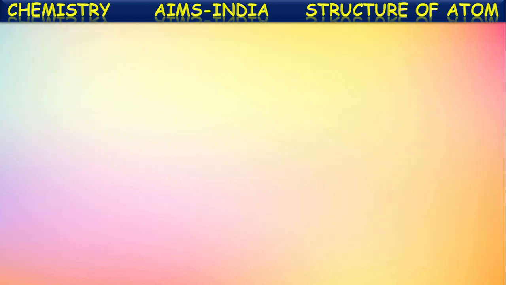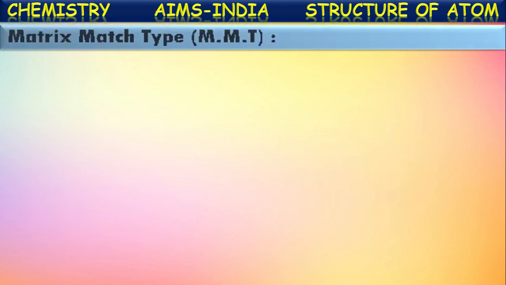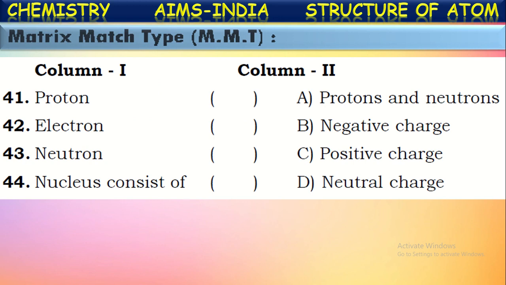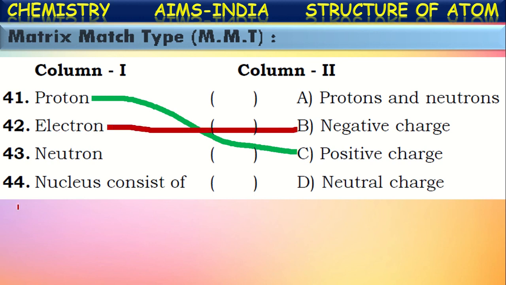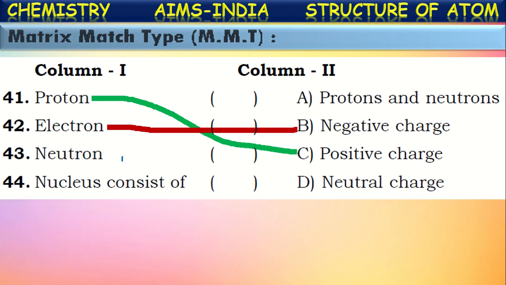Okay, next, let us see matrix matching type questions. See here, fundamental particles are given and their characteristics are given in column 2. See proton, what charge is it having? We know protons are having positive charge. They carry 1 unit positive charge. If we see electron, electron is having negative charge, 1 unit negative charge. What about neutron? Neutrons are having no charge. We can say they are neutral particles.